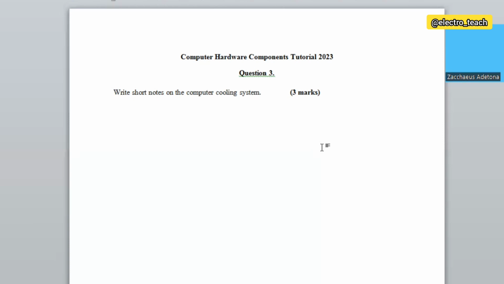Then we also have another fan attached to the power supply unit. That's another fan cooling the power supply unit also. The power supply unit also has perforations that ensure that hot air from inside is dragged to the outside. So that is a computer cooling system. That is how it works. So if you mention all this, you get 3 points for this particular question.